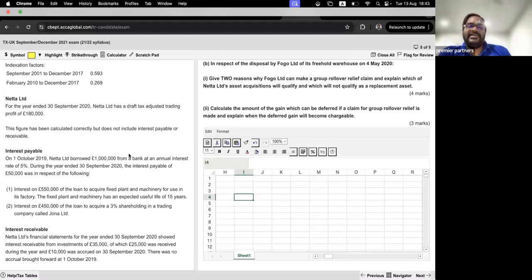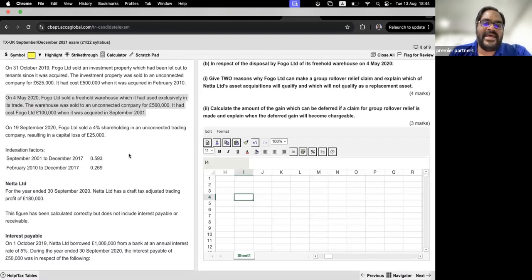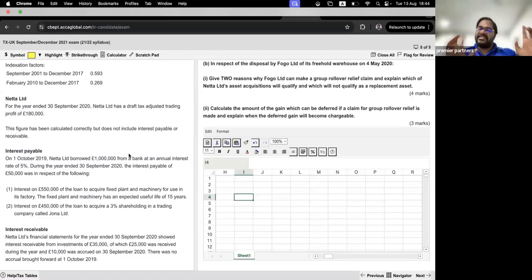First point we have to write is Netta is a 100% owned subsidiary of Fogo. Therefore, group rollover relief can be considered. Then we have to discuss the assets that Netta Limited has acquired. Two assets are there, fixed plant and machinery. We can say fixed plant and machinery is qualifying for group ROR. 550,000 pounds is the amount; what they have received is 560,000. Okay, fine. That part we can say.